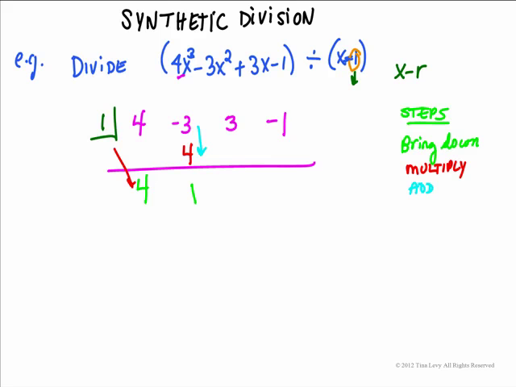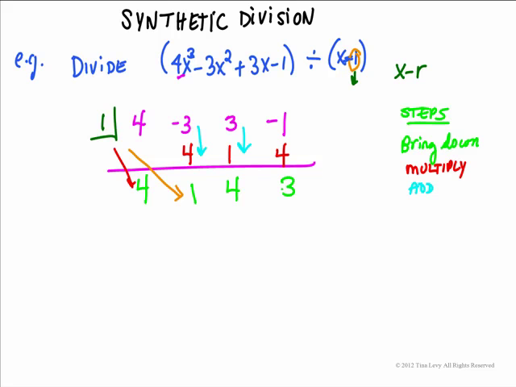We then are going to proceed to constantly multiply and add, multiply and add. Continuing this, 1 times 1 is 1. We put that here, and then we are going to add. We're going to add 3 is 4, and then we're going to multiply. 1 times 4 is 4. And now we add negative 1 and 4, which is 3.